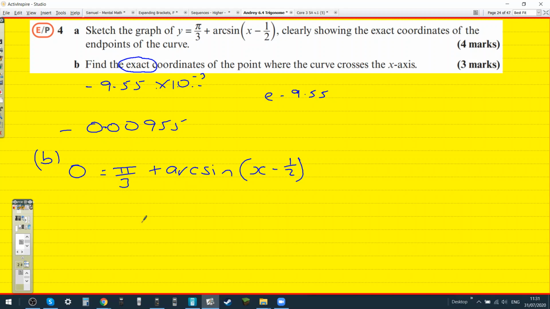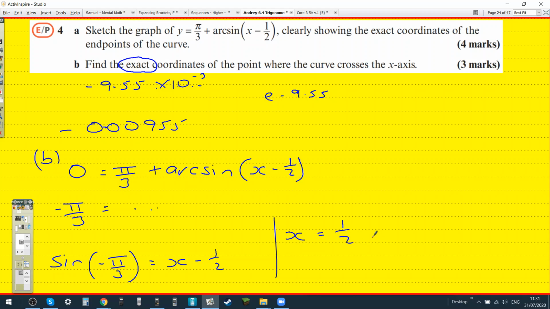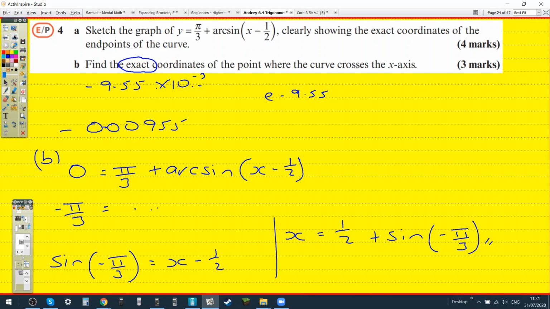So, minus pi over 3 equals arcsin of x minus a half, or even sine. Or could I do sine of minus pi over 3 equals x minus a half? Yeah. And plus a half. Yeah. Here we go. x equals a half plus sine of minus pi over 3. And if you put that in your calculator, you should get a similar decimal to what we got.